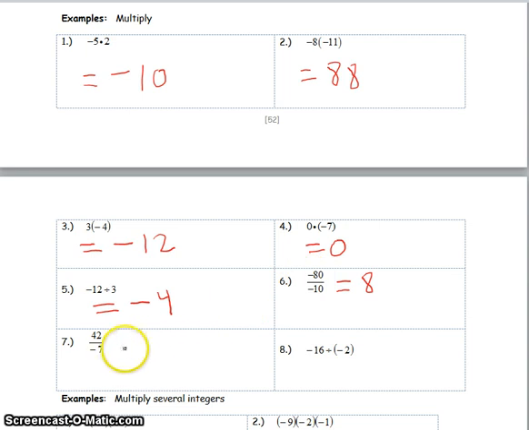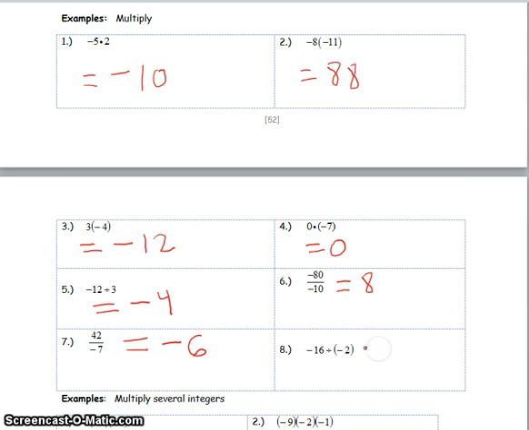Now we look at problem number 7. We have a positive divided by a negative. Now a positive divided by a negative is going to give us a negative. 42 divided by 7 is 6. So our answer here is negative 6.